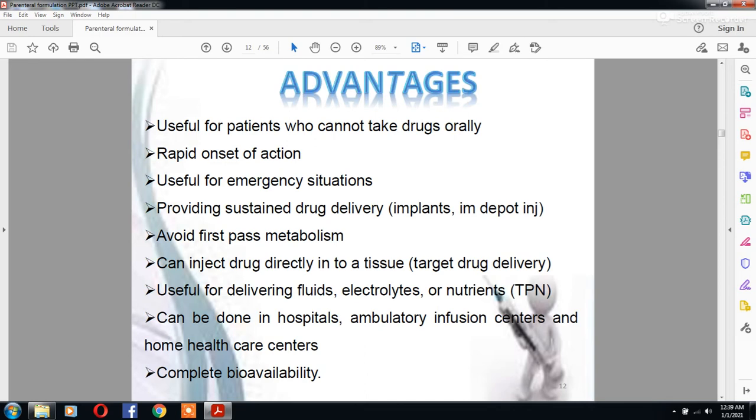It can avoid first-pass metabolism. It can inject the drug directly into the tissue for targeted drug delivery. It is useful for delivering fluids, electrolytes, or nutrients, which is called TPN, total parenteral nutrition. It can be done in hospitals, ambulatory infusion centers, and home healthcare centers. There is complete bioavailability.